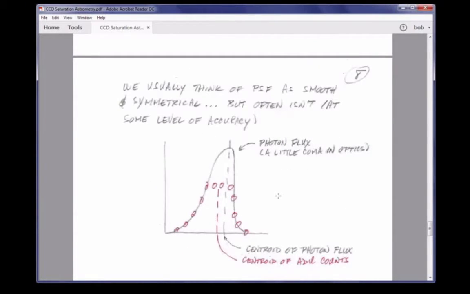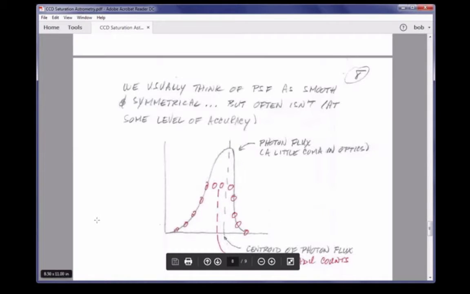But even though we usually think of the point spread function as being smooth and circularly symmetric like a bell curve, it often is not at some level of accuracy. Like Richard mentioned, if my collimation is bad, my point spread function is going to be sort of skewed to one side. It's going to be asymmetric, as shown here. If there's a little coma, the left-hand side of the point spread function has a very gradual rise in brightness, and then the right-hand side has a very rapid fall-off, typical of coma. What's a coma? It's an optical aberration in the telescope optics.